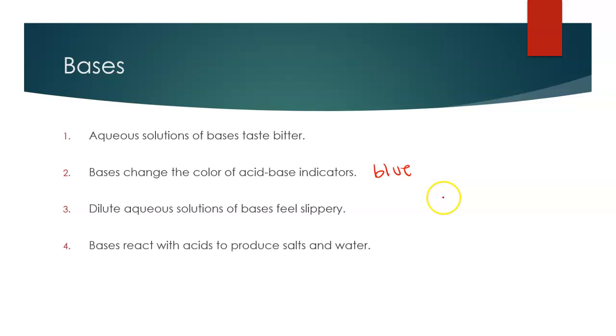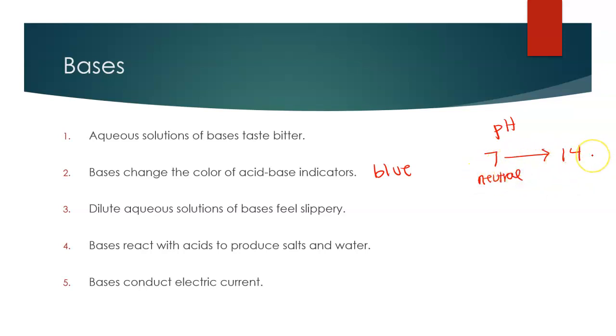Bases react with acids to produce salts and water. Bases also conduct electric current. So you see a lot of similarities between acids and bases, but also some differences. If we're talking about the pH scale, anything from 7 up to 14 would be considered a base. At 7, that's neutral, and as we increase pH, it's going to become more basic.